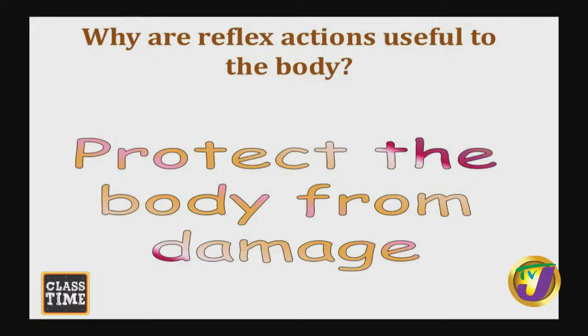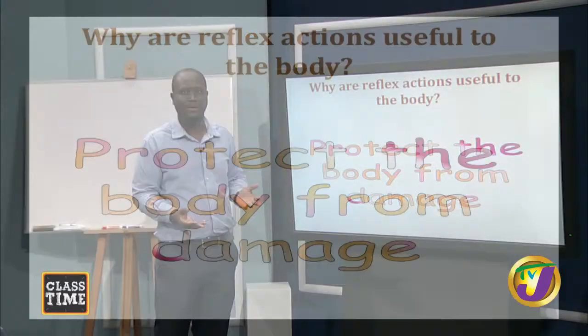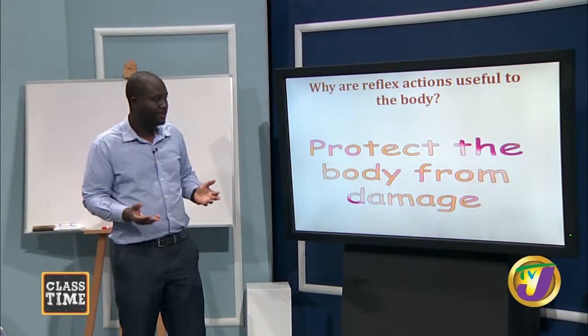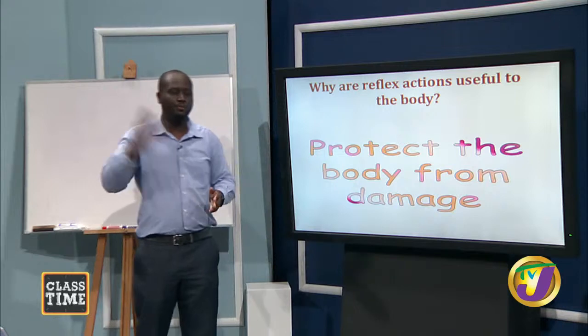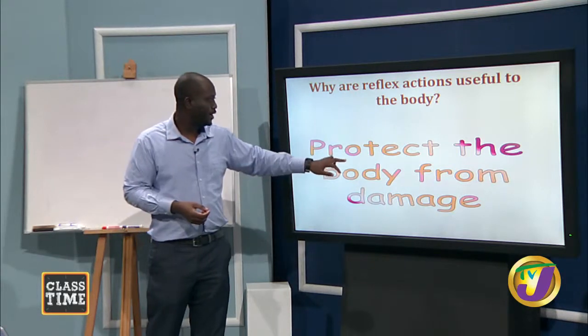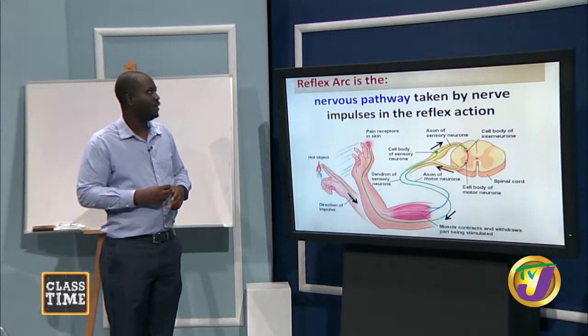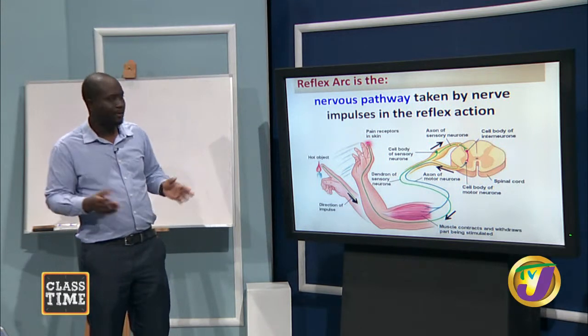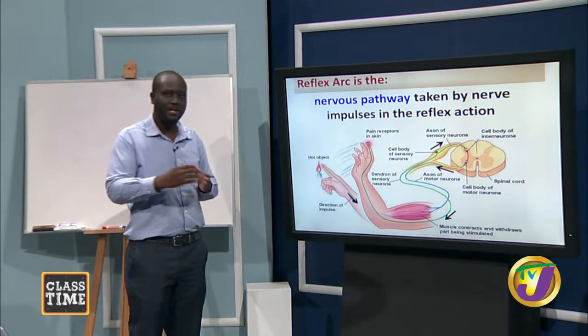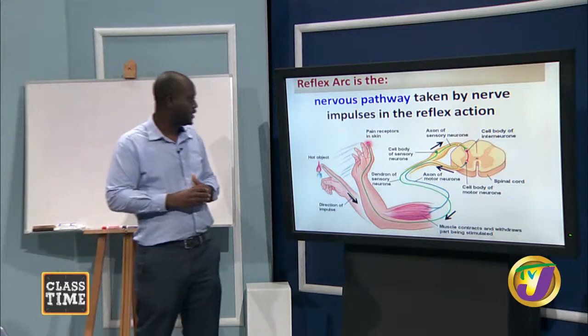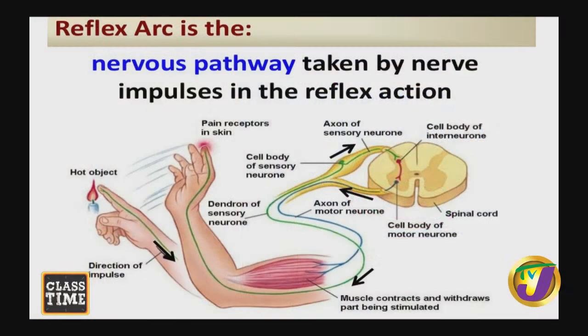So when I touch something hot, I'm not there thinking, well, should I remove my hand or should I just let it stay right there? There's no thought process involved. So you accidentally touch something hot, you remove your hand to prevent harm to the body. And all of this occurs within a reflex arc, which is a pathway taken from the nerve impulses, from the stimulus to the central nervous system and back to the effector.